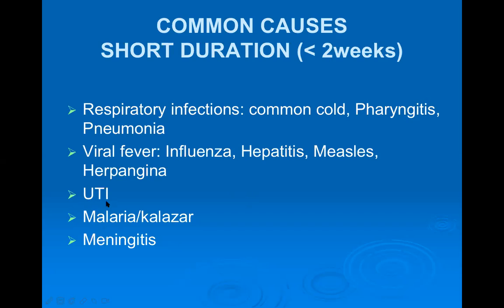Urinary tract infection, mainly pyelonephritis, okay, is another cause of fever of short duration. The lower urinary tract infections like cystitis and urethritis usually don't cause fever. Malaria and Kala Azar can also be included here in the list. They are types of chronic infection also, because if we do not treat them in time, they will develop into chronicity. And meningitis, bacterial meningitis and viral meningitis, are some other causes of fever of short duration. Among them, the most important point for you is respiratory infection, very, very common in children.